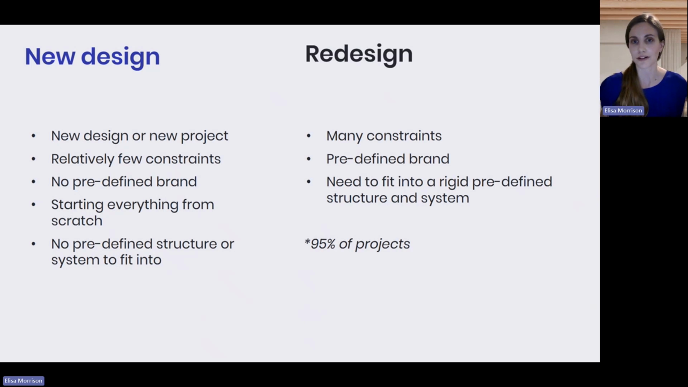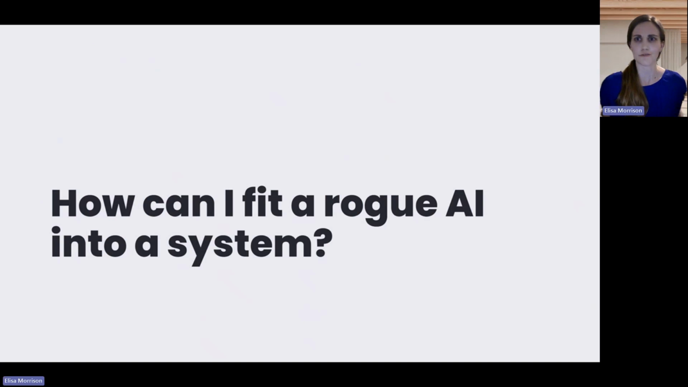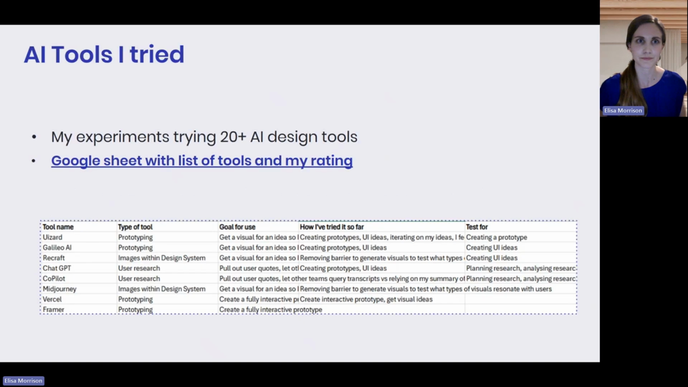However, for me, that doesn't work. I would say 95% of my projects or more are usually redesigning something that already exists or making something new that fits into a system of things that already exist. So there's an existing tech stack. There's a predefined brand. There's a bunch of different constraints that I have to take into account, which makes it really challenging, but also fun. But it does beg the question, how can I fit a rogue AI into a system where I can't just have it generating things that will be completely random and new? I need it to work with what I already have.